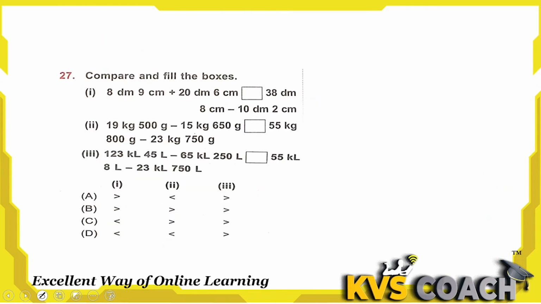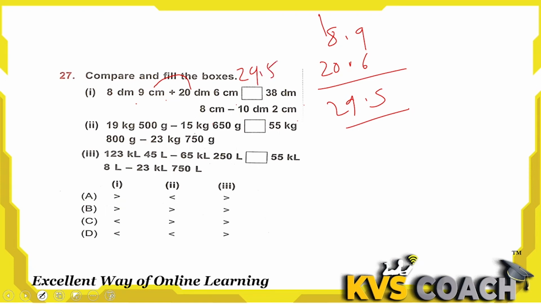Next is: compare, fill in the boxes. This decimeter 9 centimeter, decimeter centimeter is equal to this and this. So we will add both of them. 8 decimeter 9 centimeter plus 20 decimeter 6 centimeter. It will be 29.5. Okay, now 29 decimeter and 5 centimeter.